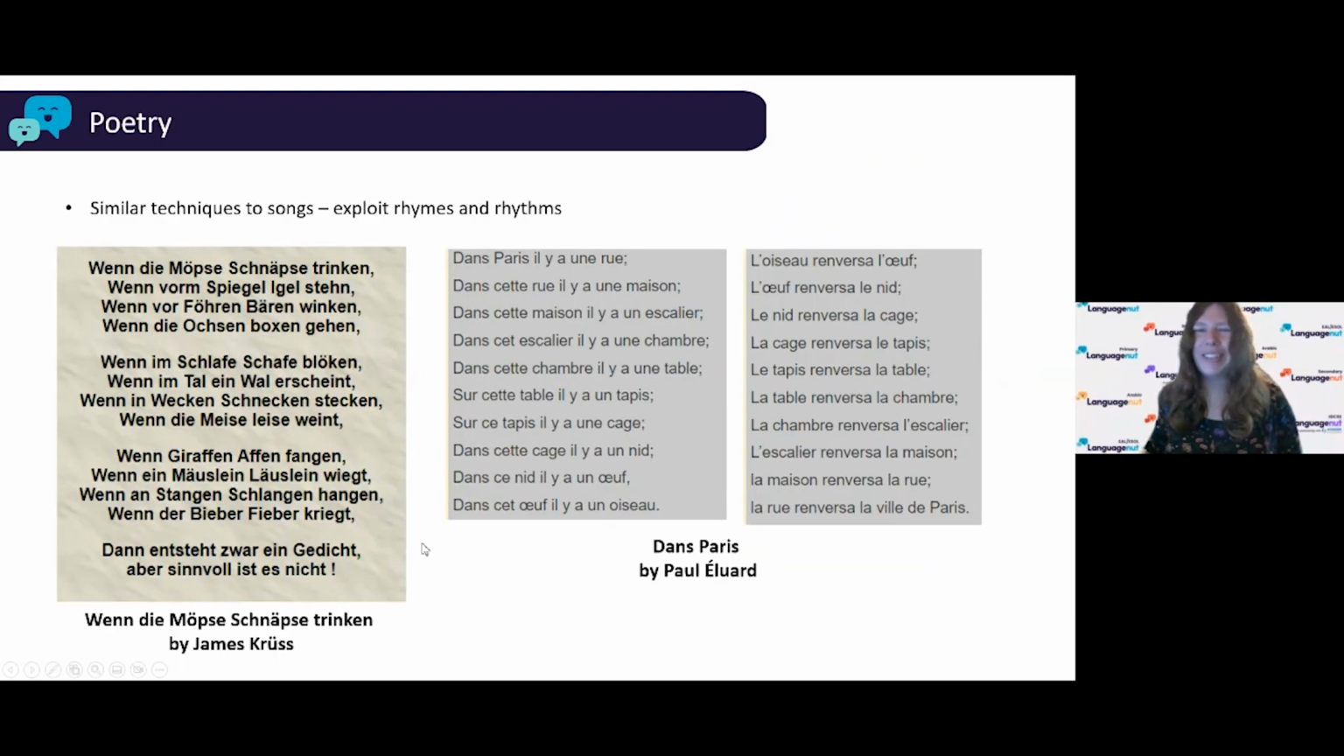I will try and whiz through these. So poetry, you can use most of those things. You can use the poetry because, of course, a poem still has rhythm and so on. You can exploit those rhymes and those rhythms. And what I really love with poetry is, similar to songs, you can often expose students to vocabulary that you wouldn't normally in normal reading texts, because they can really enjoy the sounds.